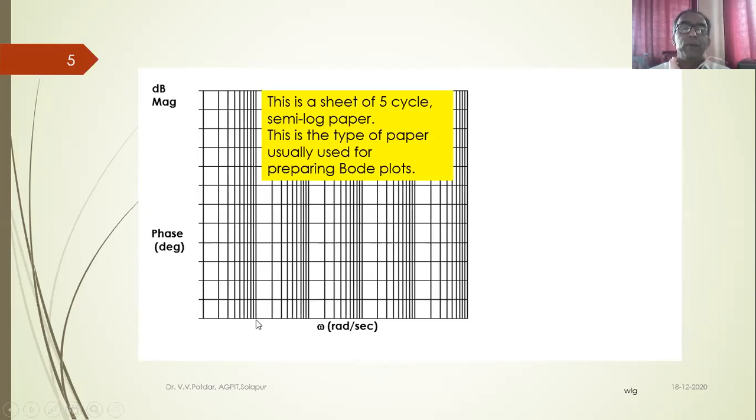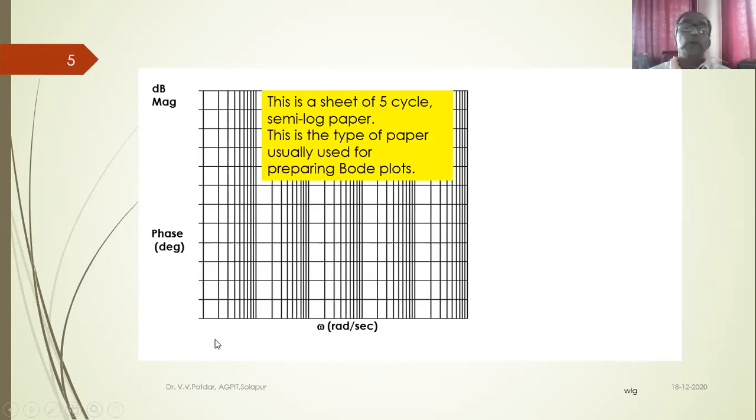Once again, from this line to this line, I have got 10 divisions. Another decade, third decade, fourth decade, fifth decade, right? These are also called cycles. First cycle, second cycle, third cycle, fourth cycle, 5 cycles. So this is a sheet of 5 cycles. I can have a sheet of 10 cycles, I can have a sheet of 20 cycles. So this is a 5-cycle semi-log paper. This is the type of paper usually used for preparing Bode plots, right?